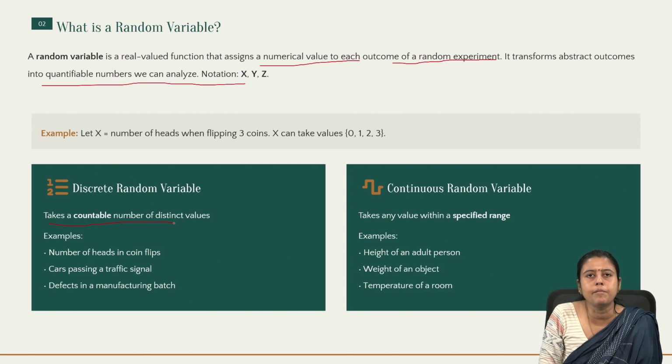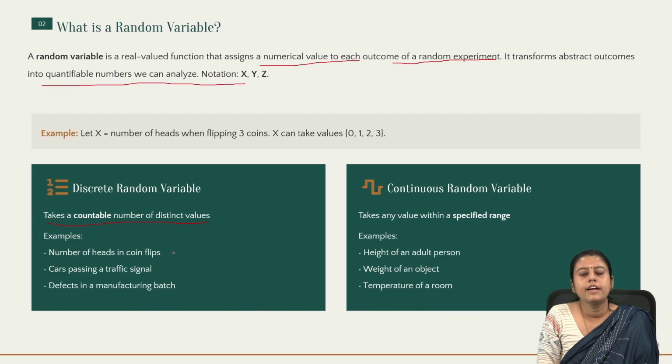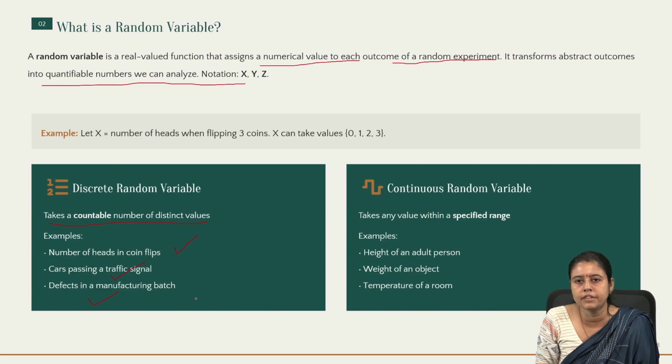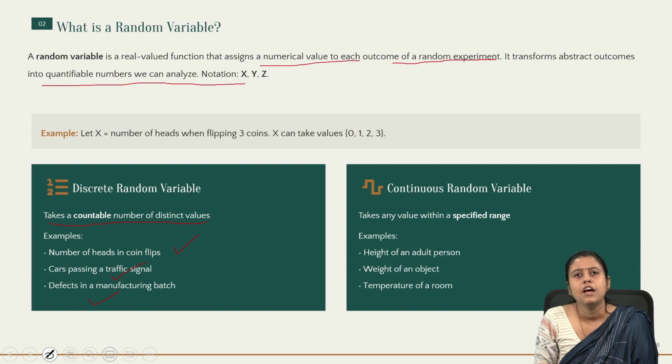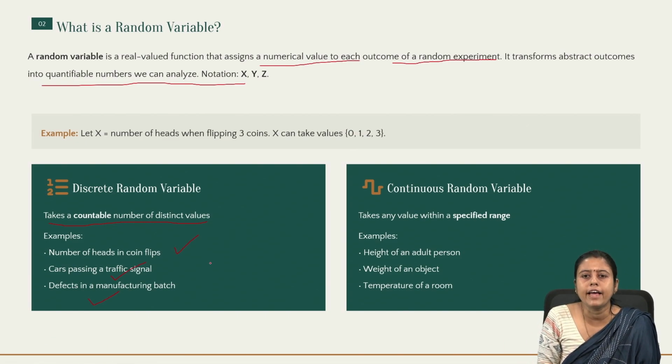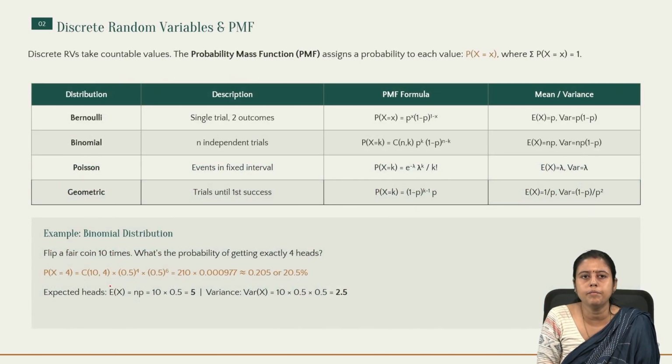So like that we can tell what is a discrete random variable: it takes a countable number of distinct values, like the number of heads, cars processed, or defects in the manufacturing batch. What are continuous random variables? Height of an adult person, weight of an object, which comes under a specific range. A height of a person may come between 5 feet to 6 feet or 7 feet; no man can be more than 7 feet. These are called continuous random variables.